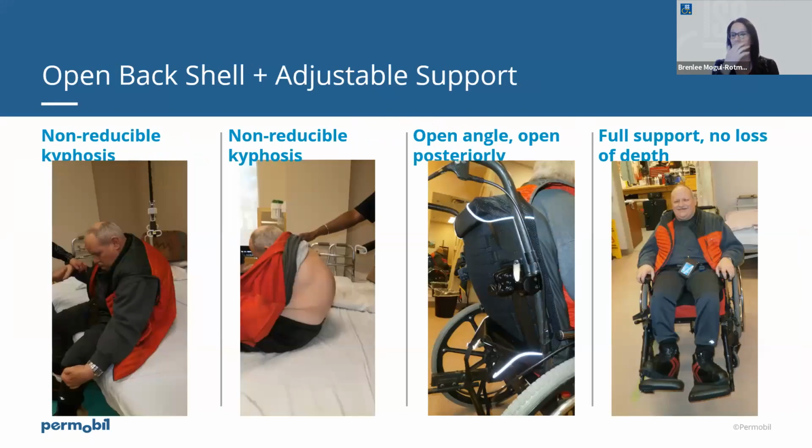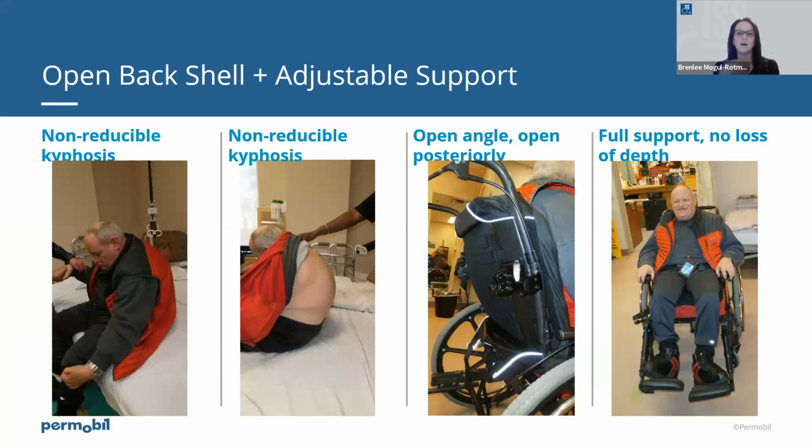And then this is David, another example of the open back shell, but also an open seat to back angle and the adjustability. So David, again, has a very significant non-reducible kyphosis. You can see that he's got an extreme curvature, also looks down at the ground. The back shell is open in the back, which allows that curvature to go back beyond the back canes, but also beyond the shell of the back.